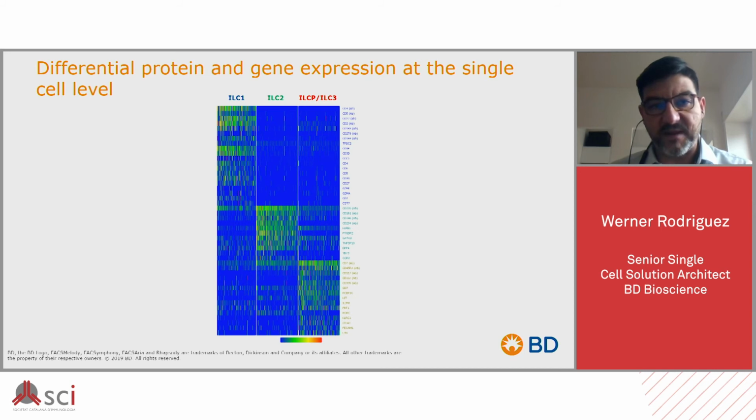This data came from the possibility to combine the differential protein expression with the gene expression at single cell level into the same experiment. As you can see here in this heat map, every column is one cell, and this allows us to have the vision at a glance of what is happening not only at gene expression level, but also combining this data with expression of the proteins at a single cell level.